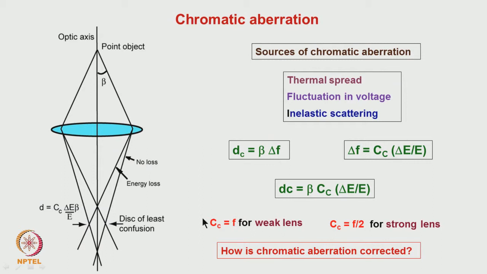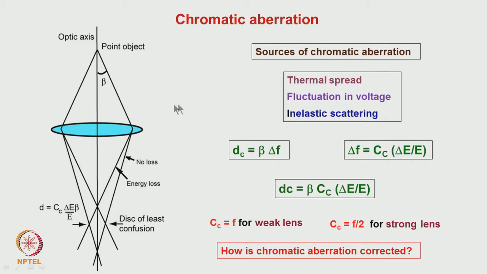For a weak lens, that Cc is f, and for a strong lens, the Cc is f by 2. How is this chromatic aberration corrected? In the case of an optical microscope, we can use lenses with different refractive index, a combination of them. They are called achromatic lenses, with which for some particular range of wavelength the chromatic aberration could be corrected.